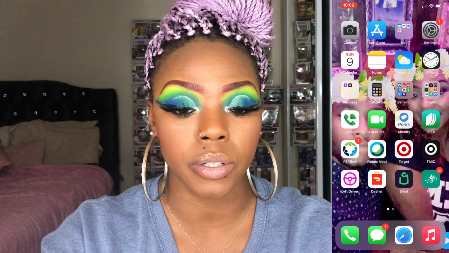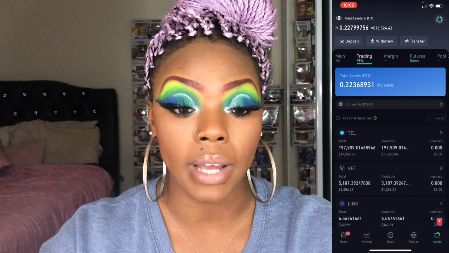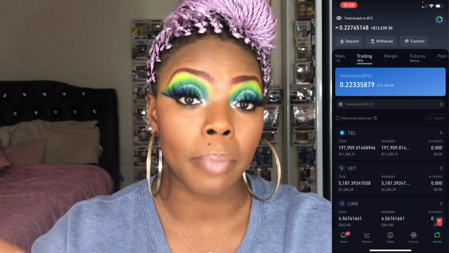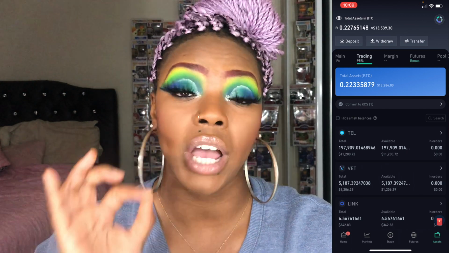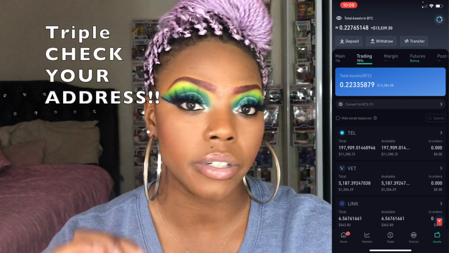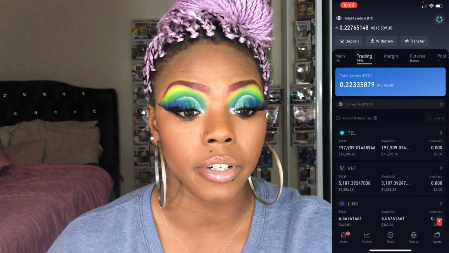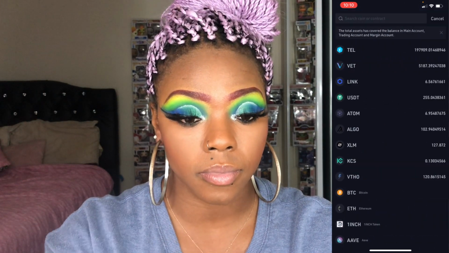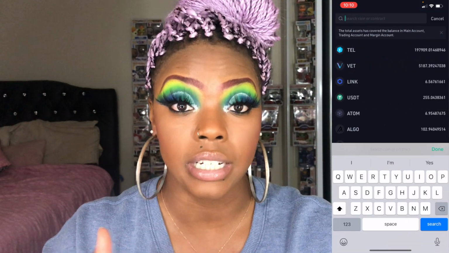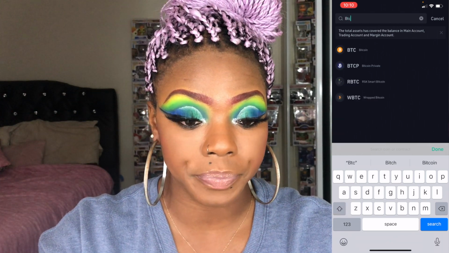So you would go back to KuCoin, you would go back to assets. And when you deposit any type of coin, make sure you have triple checked the wallet address, because if you send it to the wrong address, that money's gone forever. So you would click deposit. You would click whatever coin you're trying to deposit in. So for this instance, it would be Bitcoin.